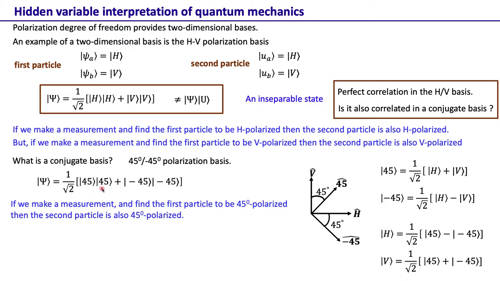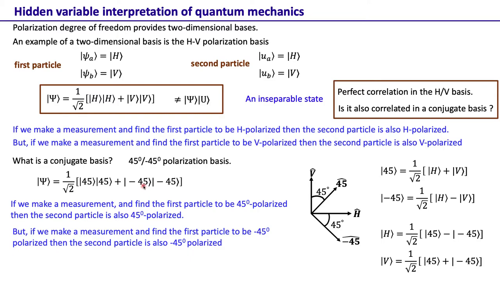If we end up with this term, then the first particle is 45 degree polarized and the second particle is also 45 degree polarized. But if the measurement yields this one, then the first particle is minus 45 degree polarized, and the second particle is also minus 45 degree polarized. So this is again a perfect correlation in the plus 45 and minus 45 basis.